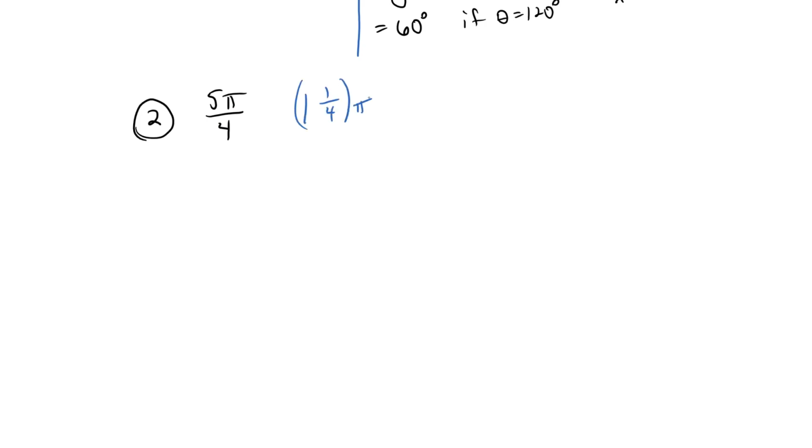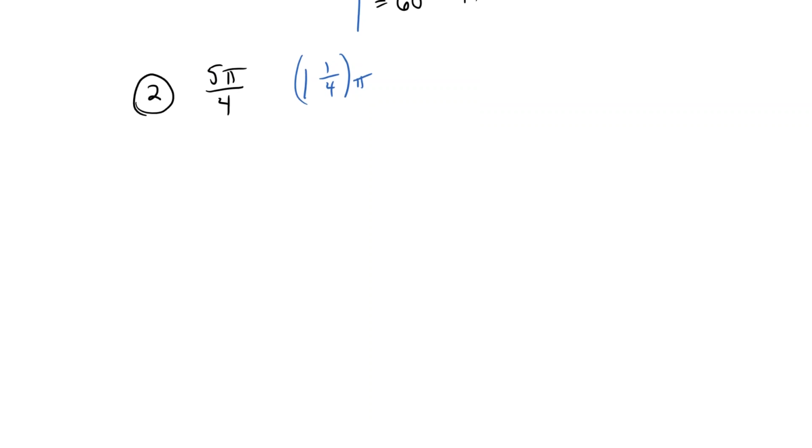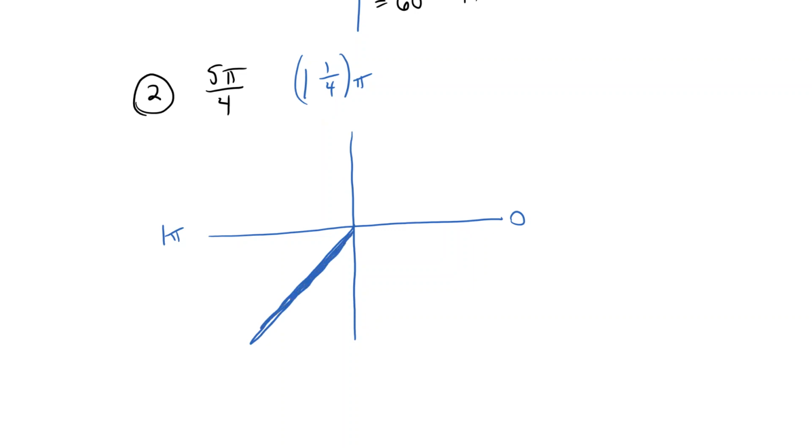That's how many pi's we have, because 4 goes into 5 one time with 1 left over. So if we're looking at this, drawing a picture, here's 0. Here's 1 pi, and we need to go 1/4 pi more. Well, a 4th pi looks like that. So this is our hypotenuse of our reference triangle, connected to the x-axis at 90 degrees. So our reference triangle is here.